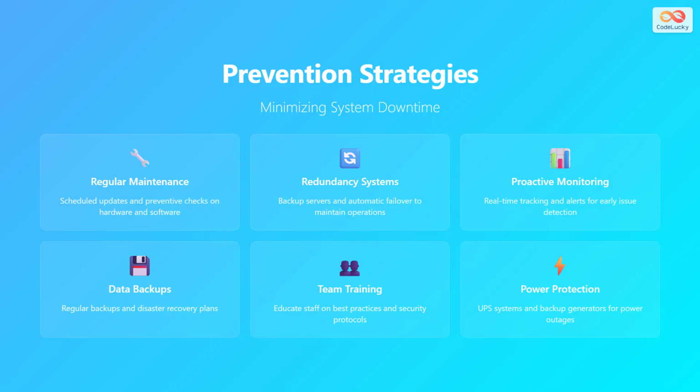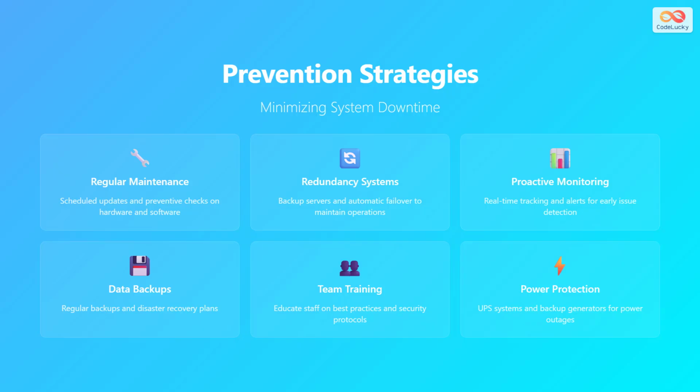Organizations can take proactive steps to minimize downtime. Regular maintenance involves scheduling updates and preventive checks on hardware and software to catch problems before they become serious. Redundancy systems include backup servers that automatically take over if the main server fails. Proactive monitoring uses real-time tracking to detect issues early before they cause outages.